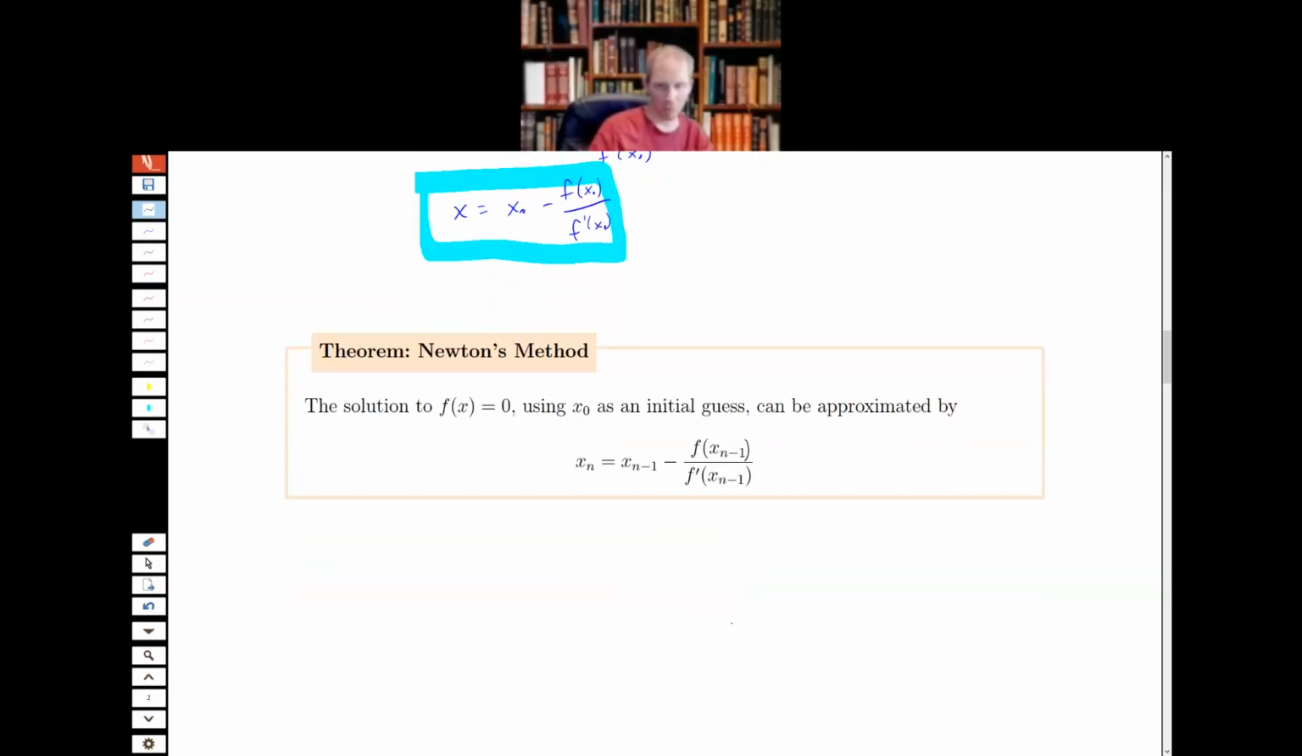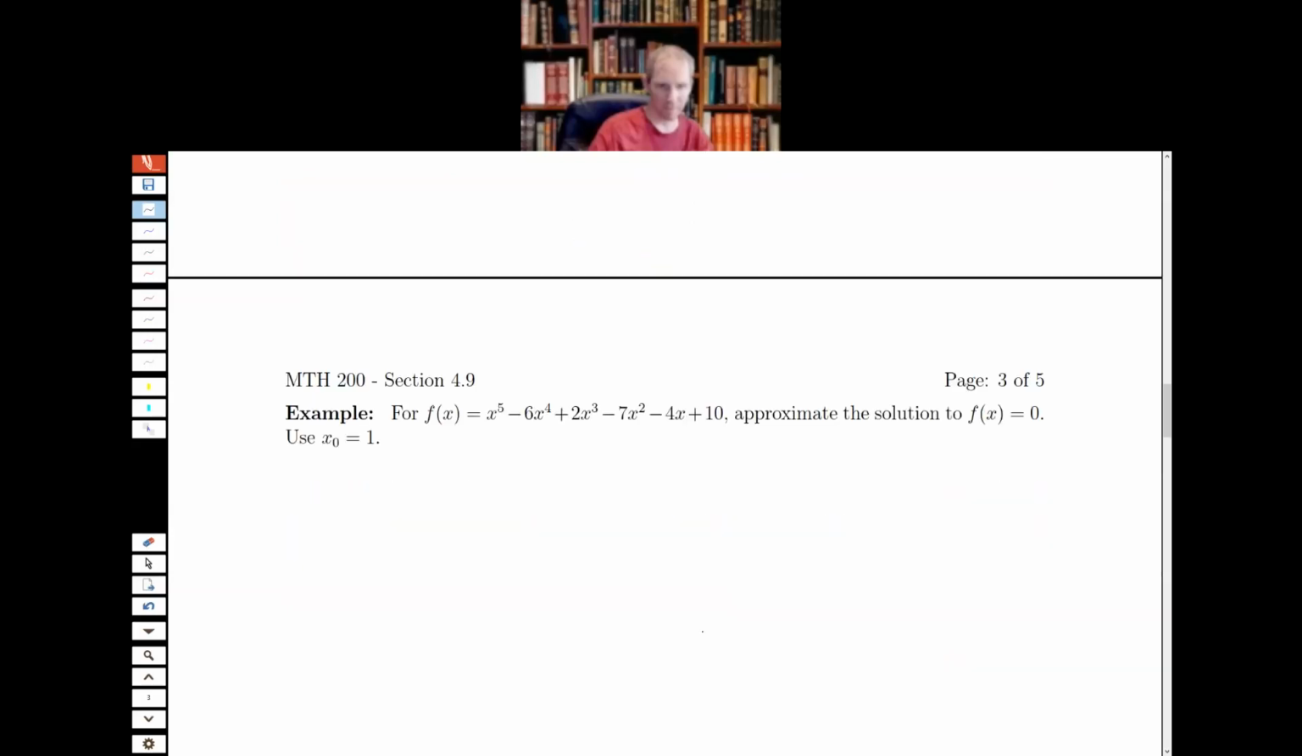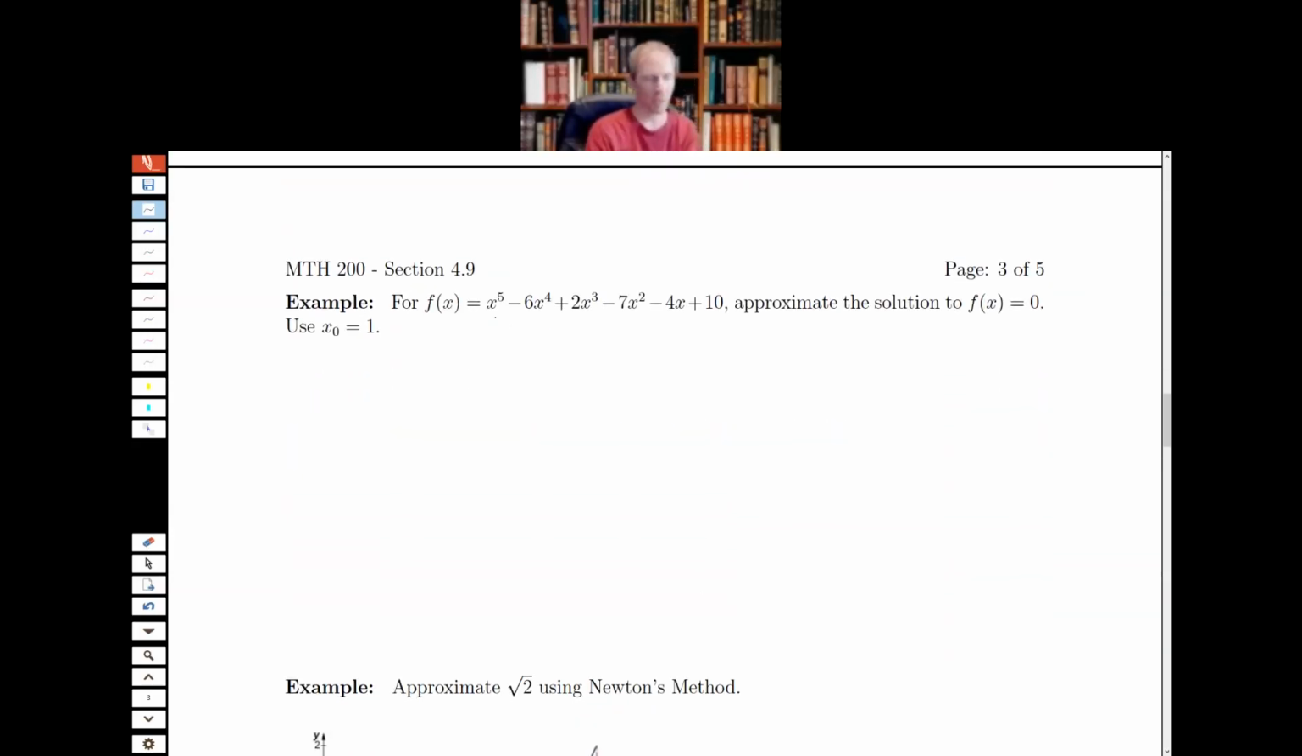Okay, so let's take a look at this. So this was one of those terrible examples that we had in the beginning where we said that you can't solve this by hand, right? What I want to do is I want to figure out where this function equals 0. So I'm solving this 5th degree polynomial equals 0, and I'm going to use an initial guess of 1. Okay, so first let's set up what Newton's method looks like. The formula: xn is xn minus 1 minus f of xn minus 1 over f prime of xn minus 1. Okay, well here's my function. Let's write down what the derivative looks like. The derivative is 5x to the 4th minus 6x.